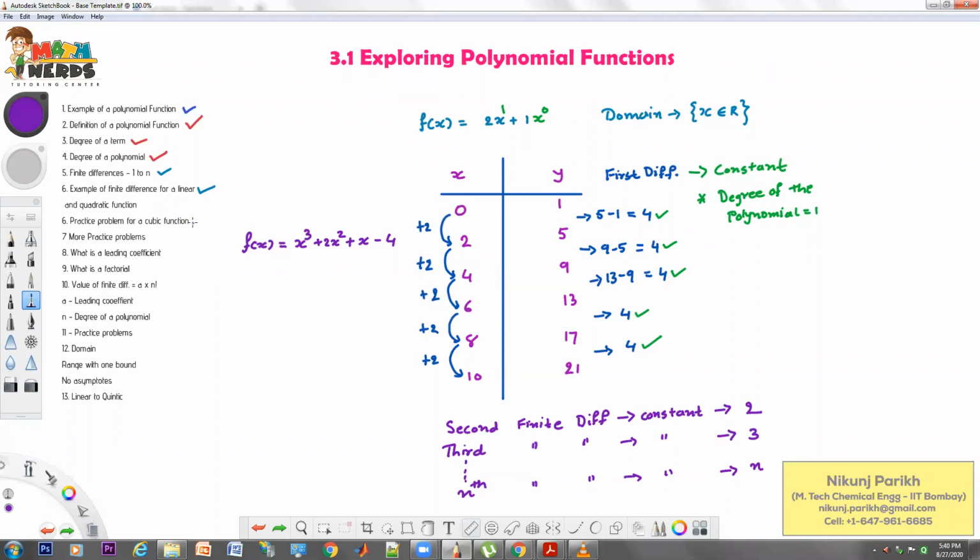So we practiced this one. There are more practice problems I can give you. Just a minute.